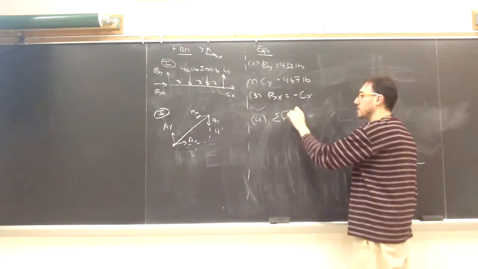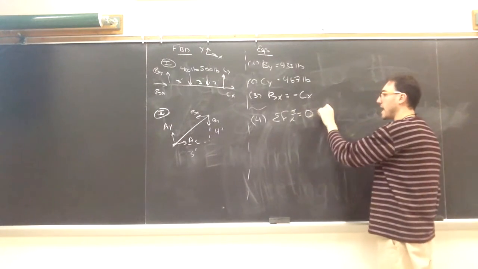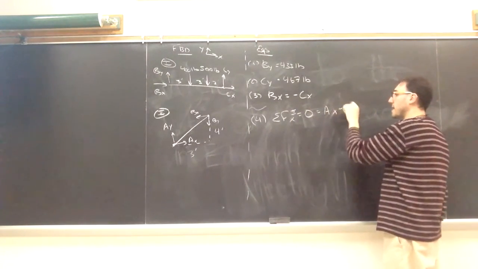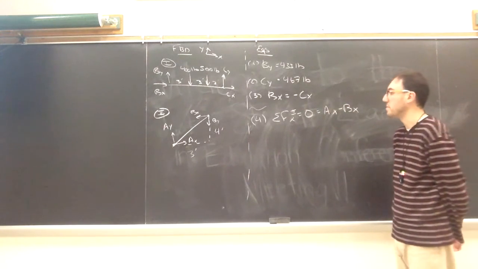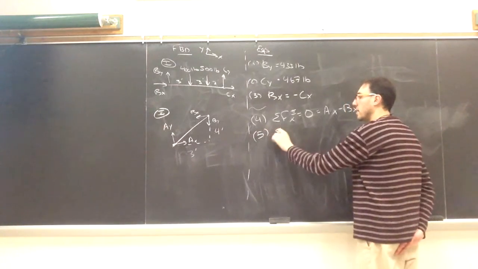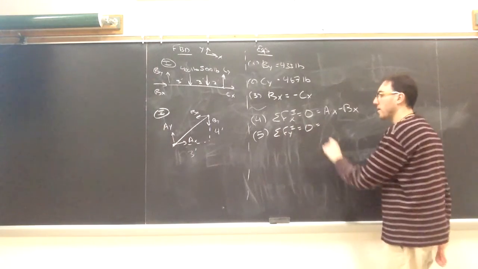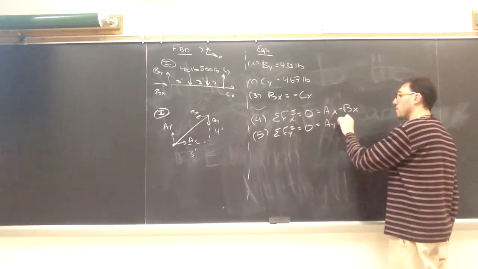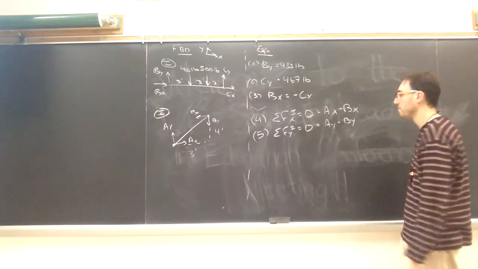If I sum forces in the x, just to start somewhere in my second diagram, I'll get that Ax minus Bx is equal to 0. So Ax is equal to Bx. If I sum in the y direction, I'll get that Ay minus By is 0. So Ay and By are equal to each other.